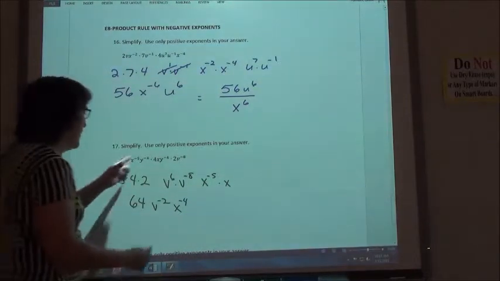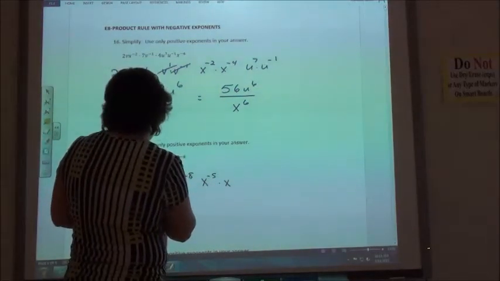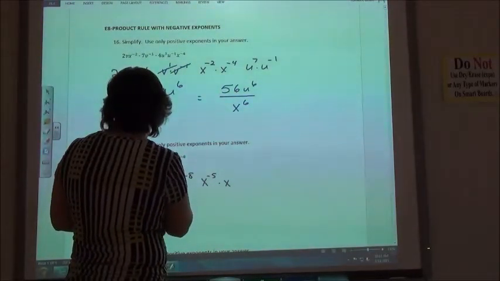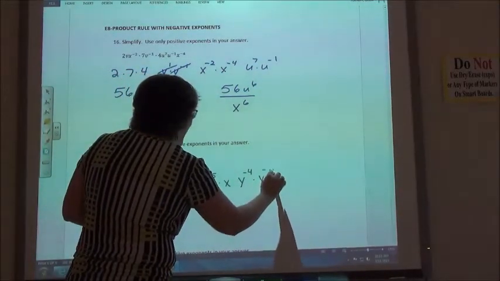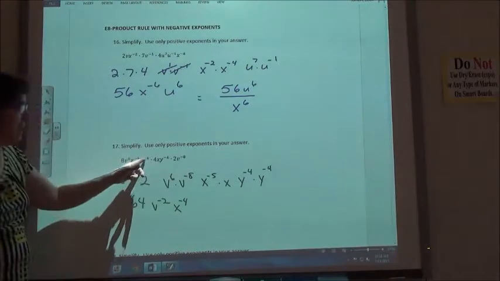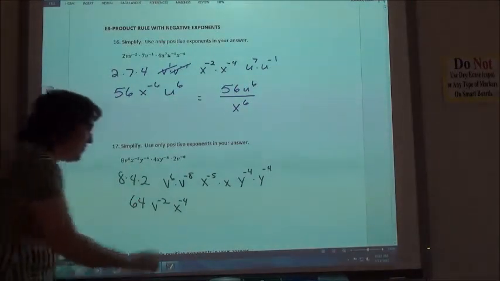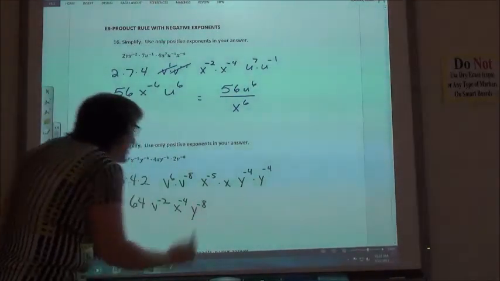And y squared. And you already did y squared. How did you get y squared? Or wait, just kidding, I didn't see that. Negative 8, because I have y to the negative 4 and another y to the negative 4. Y to the negative 8.